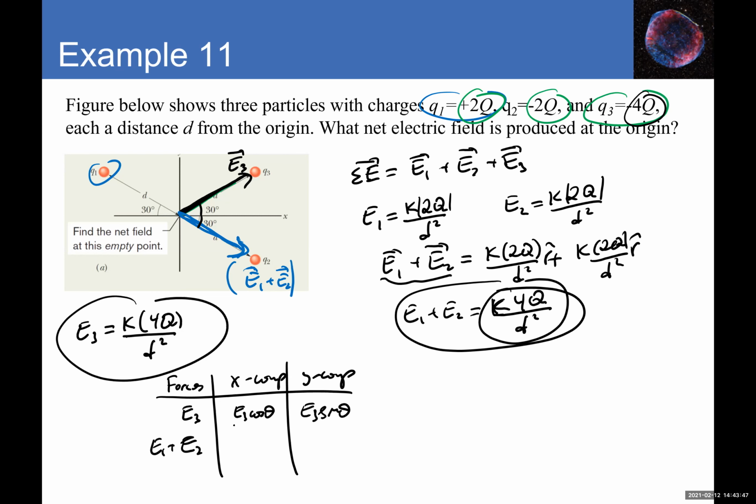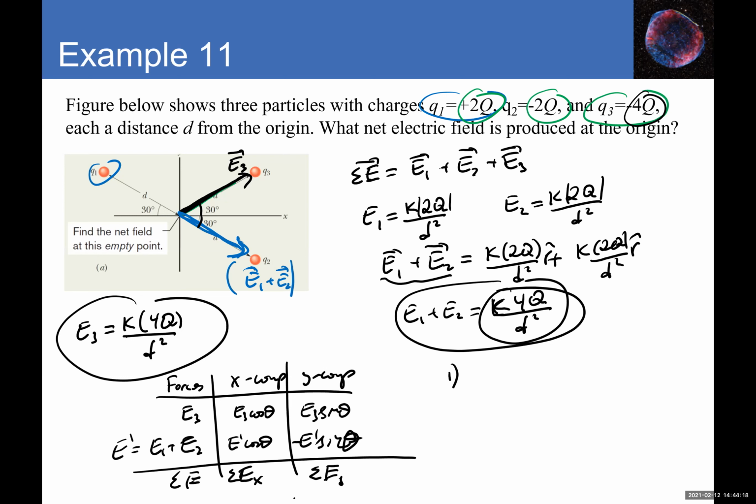This one I'm gonna just say, let's say E net, E prime. Let me do E prime. So let's say E1 plus E2 is E prime. So E prime cosine theta, E prime sine of theta. But this is gonna be negative because it's in the fourth quadrant, right? This is then the net force. Sorry, not net electric field. This is net electric field in the X direction, net electric field in the Y direction.